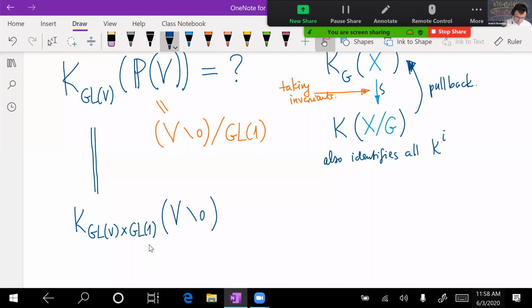Here GL1 acts as the center. We consider it a separate group, but it's really the center here. So this is how it acts. That was my one important point about this computation. Now comes the second important point. Suppose I consider the complement of some subvariety.